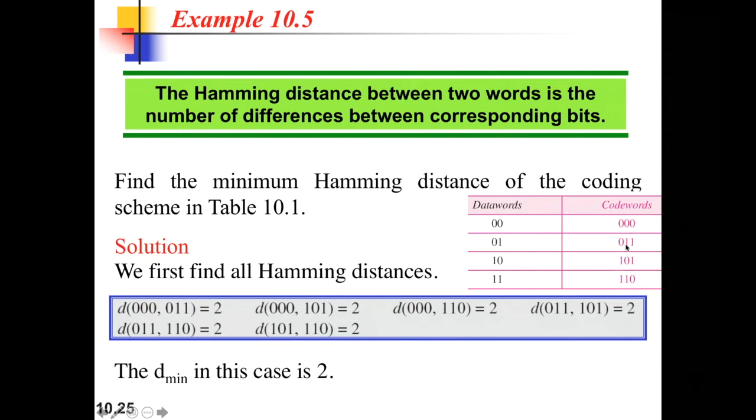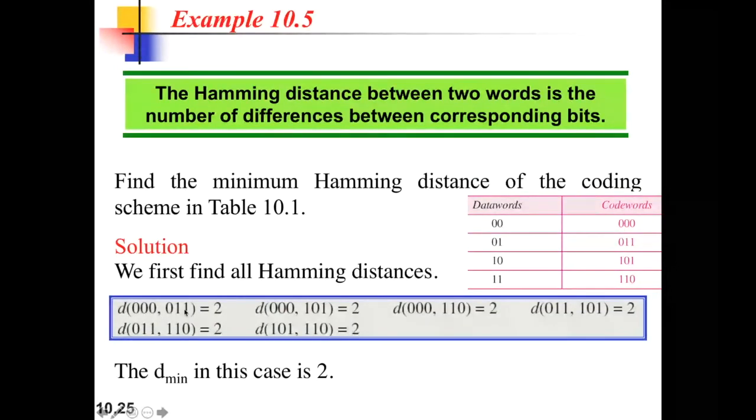Then we start with our second code word. Compare it with third, compare it with fourth. Now the turn of the second is finished. Then we come to the third one and compare it with the fourth. Okay, so with all these comparisons, you find the Hamming distance between each pair.